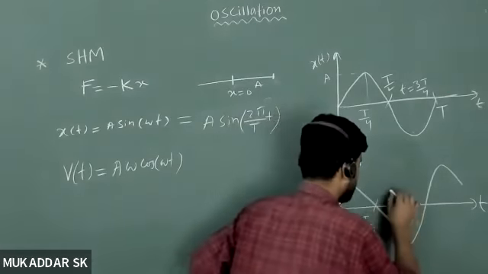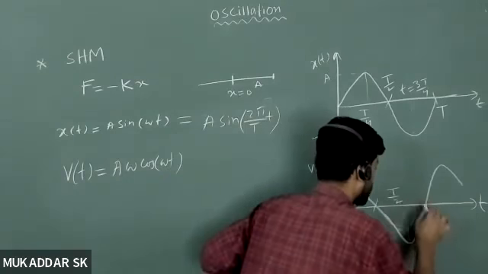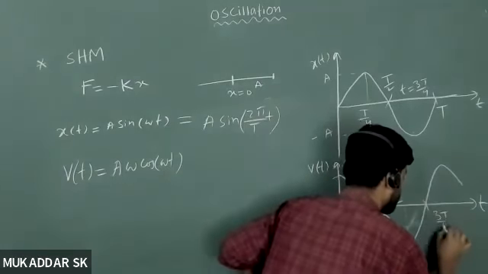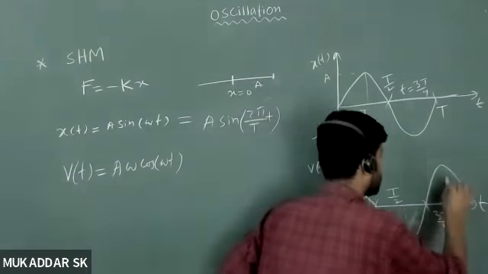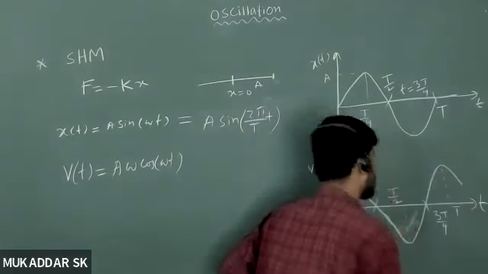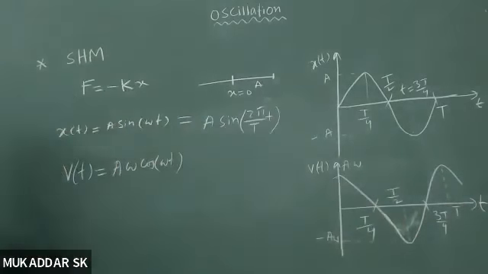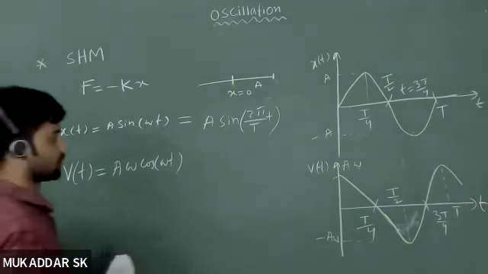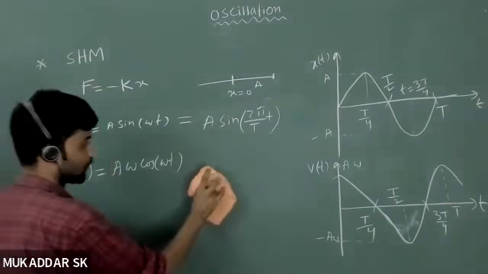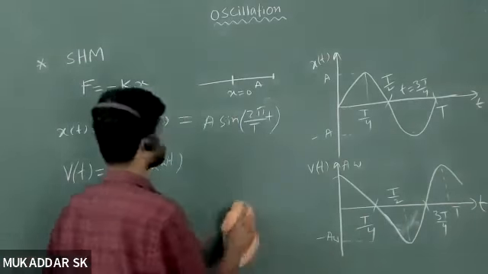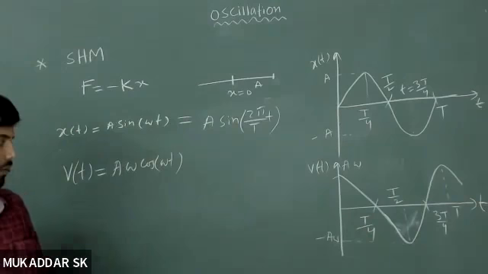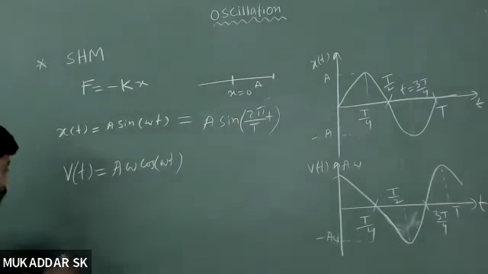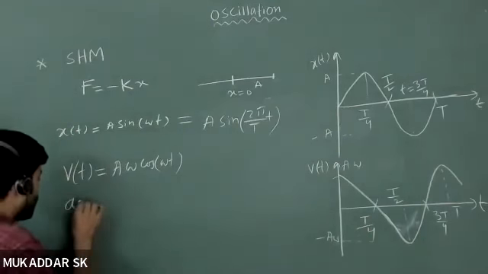So T by 4, this will be your T by 2, and this will be 3T by 4, and this will be again your T. Is this part clear to all? Yes, sir. Okay, now we'll see what about acceleration.